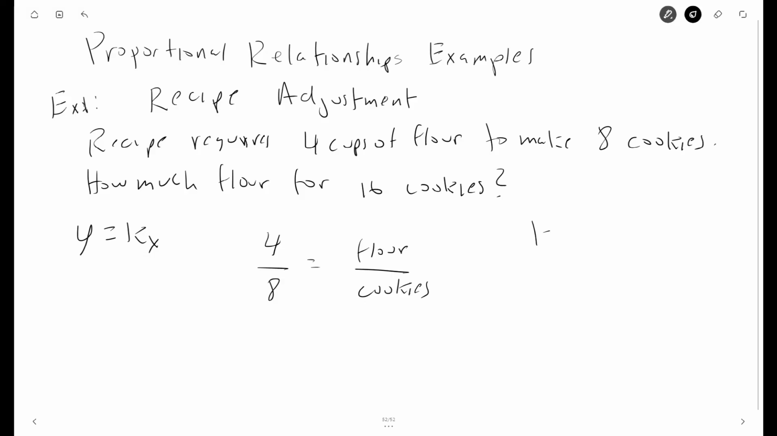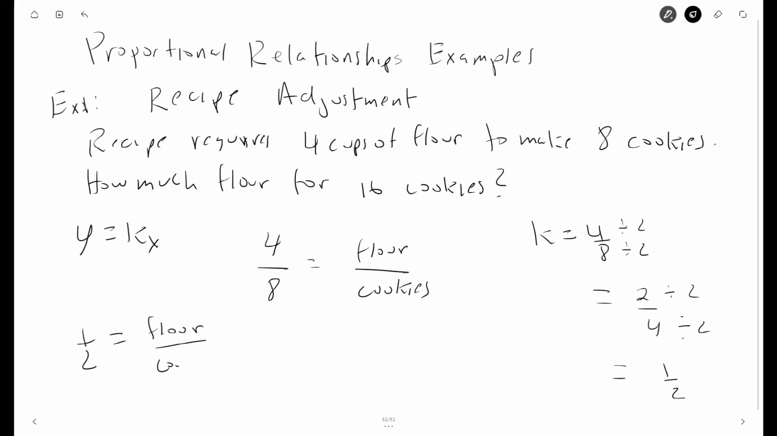So your k would be 4 over 8, and we can simplify it by dividing top and bottom by 2, and you're gonna get 4 divided by 2, that would be 2, and 8 divided by 2 is 4. We can continue simplifying by dividing by 2, and that would be 1/2. So 1/2 equals flour over cookies.